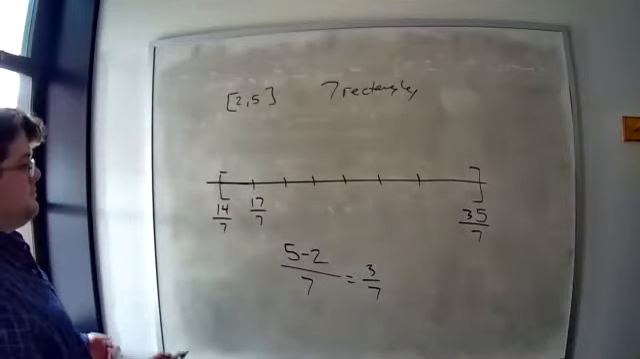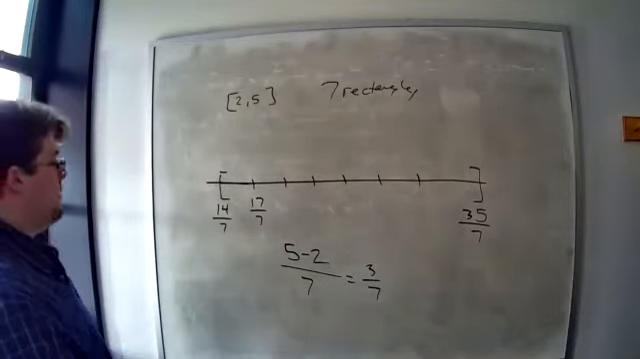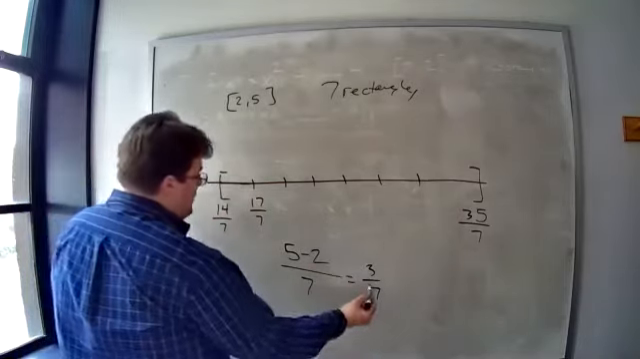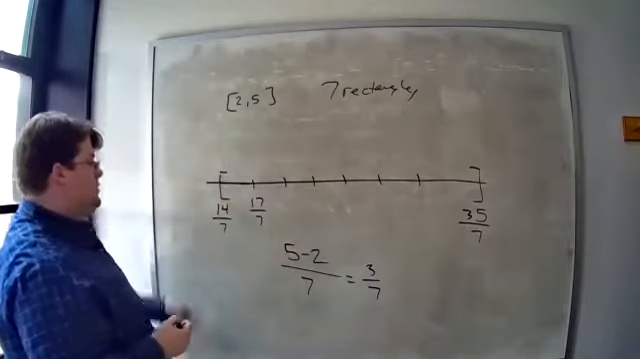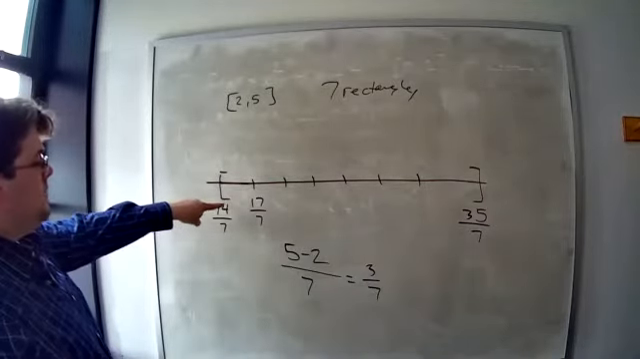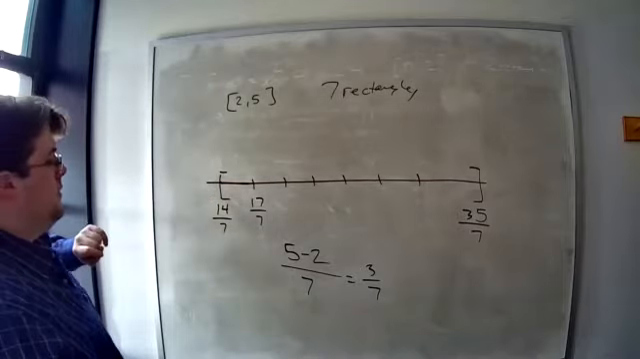5 is 35/7. That'll become relevant in a moment. But to find the first one, we take this 3/7 and we add that to, in this case, 2. Any questions about finding 17/7?